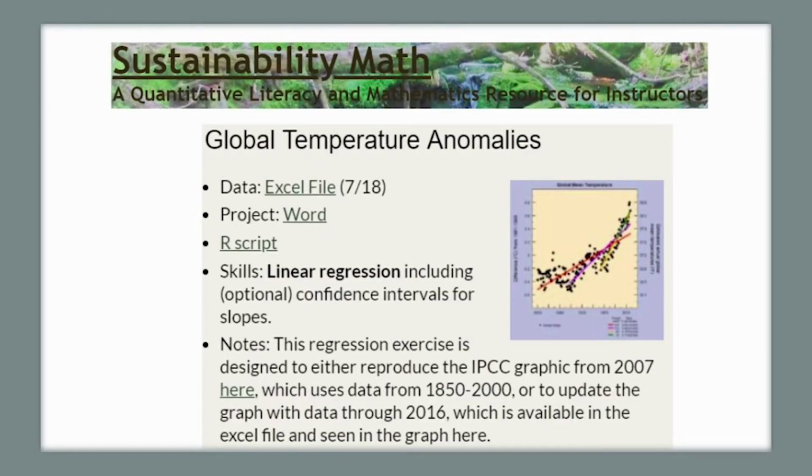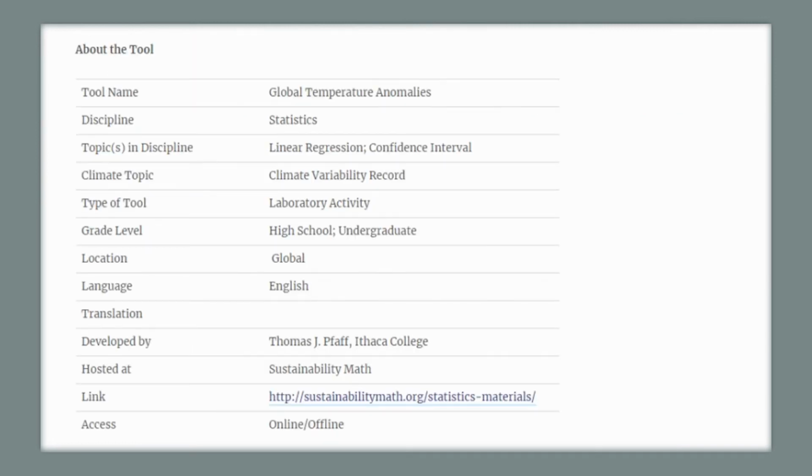This has been produced by Thomas Pfaff at Sustainability Math, an Excel file with all the data, a Word document which describes what you can do with it, and some notes about how to use this is provided in this particular tool.